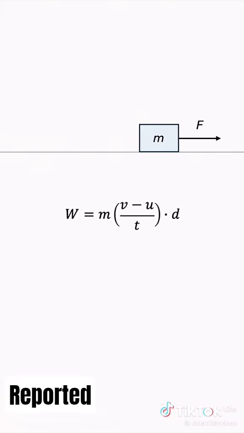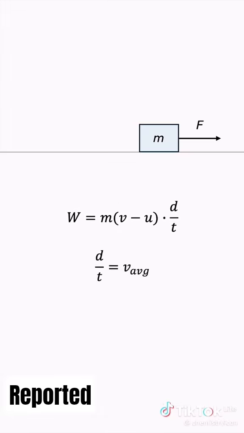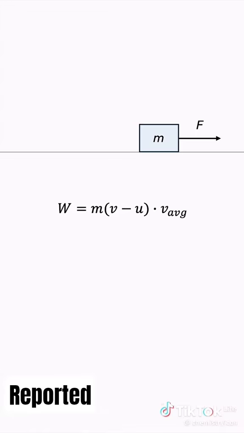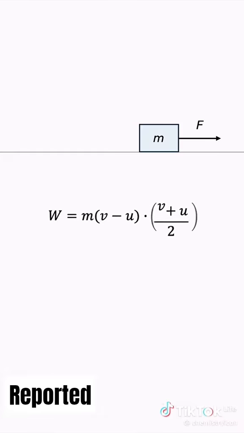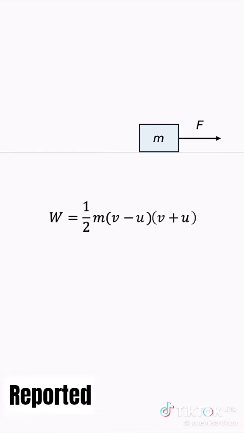Now we can take the denominator of t and combine it with the distance, because d over t is the average speed. Now, velocity is increasing linearly because acceleration is constant. This means that the average speed can be found by simply taking the arithmetic mean of the initial and final speeds. Now we can take the 1/2 to the front and expand. We'll get v squared minus u squared, and then that'll give us the following difference.